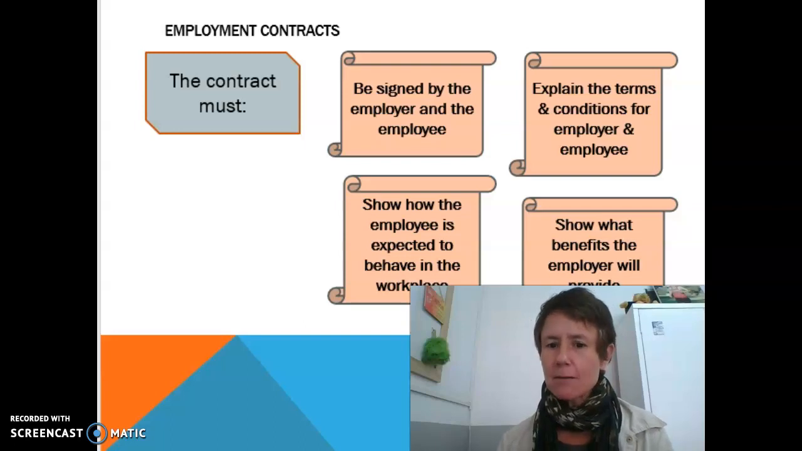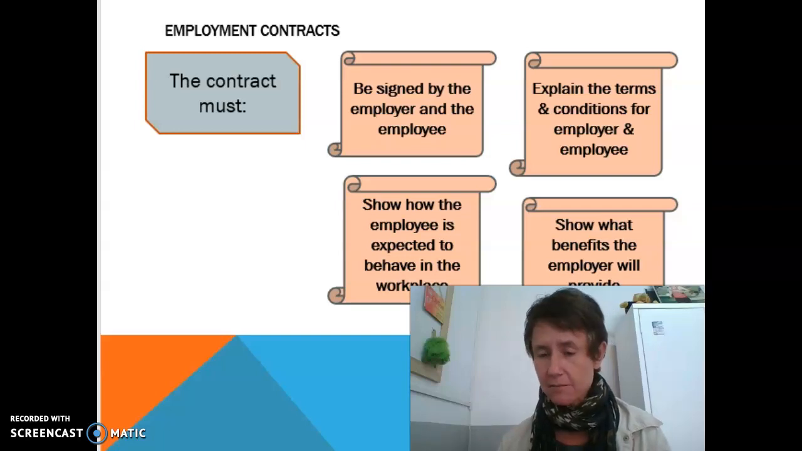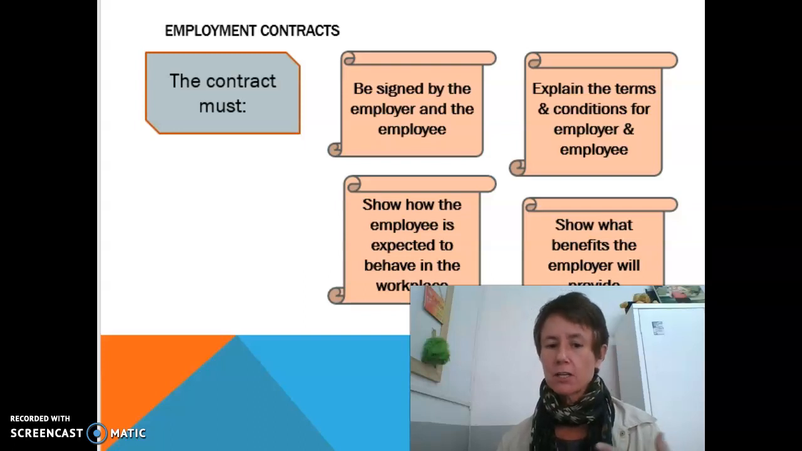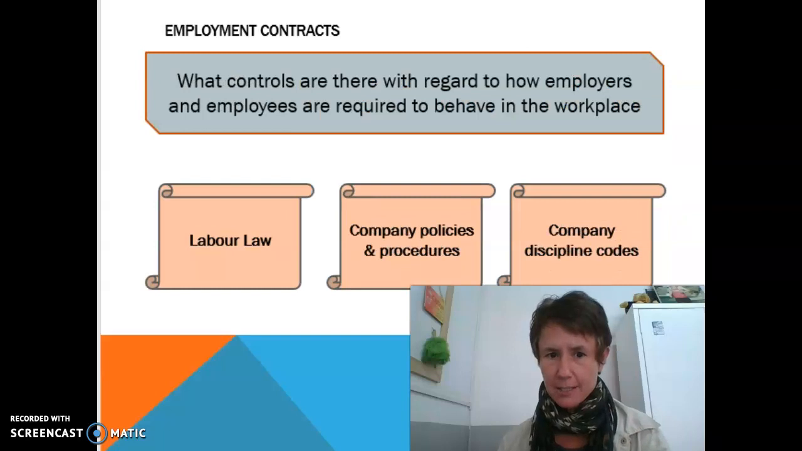It shows how the employee is expected to behave in the workplace. So in my contract, it says that we have certain professional ethics that we need to uphold, and I'm signing that I agree to that. It also shows what benefits the employer is providing the employee. So for example, are they going to be offering medical aid? Or is there a pension fund? How many days leave are you going to get? All of those things will be in the contract.